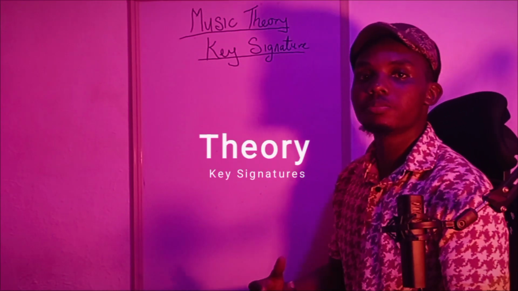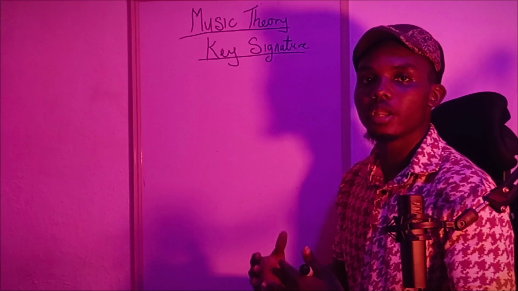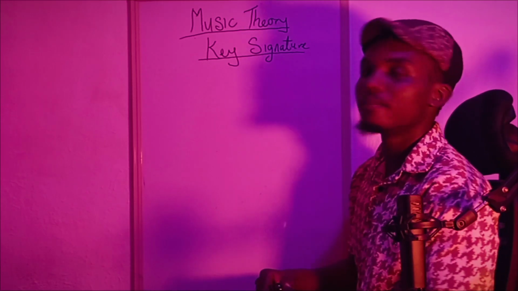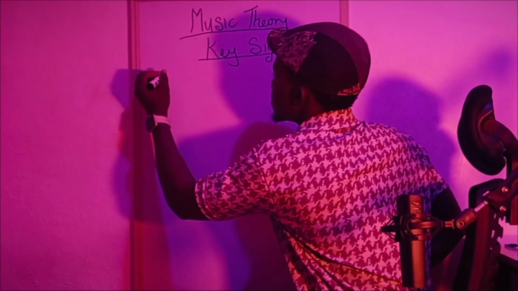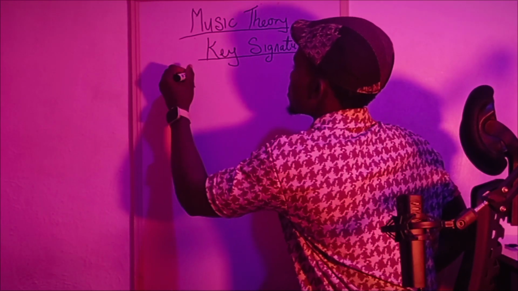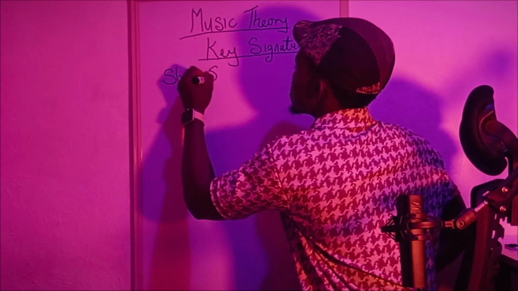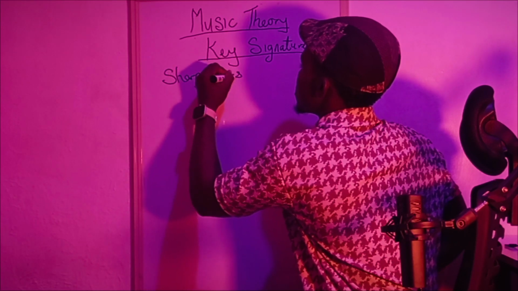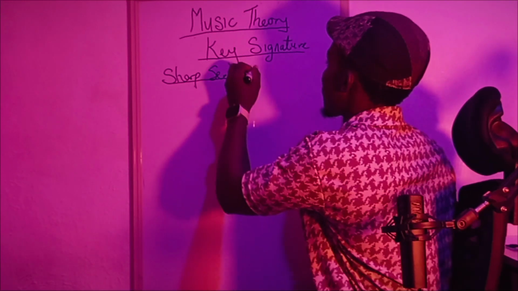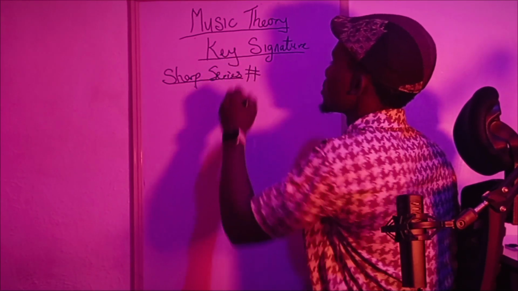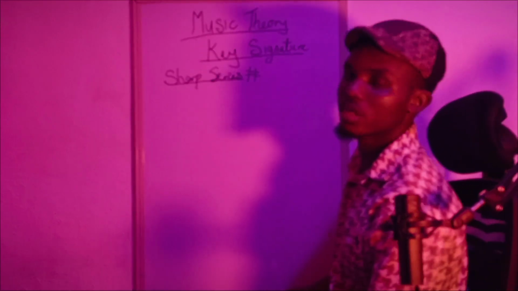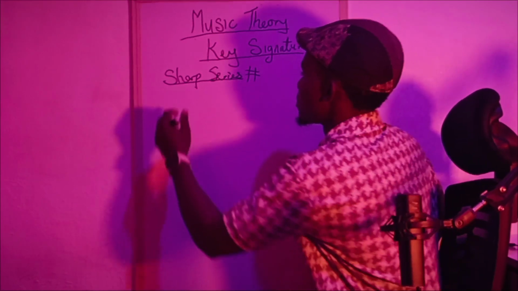We will be discussing the breakdown of key signature in music theory. So we'll start from the sharp series. Sharp series. So key signature in music theory. The sharp series. So I'm going to draw a table now for the sharp series.